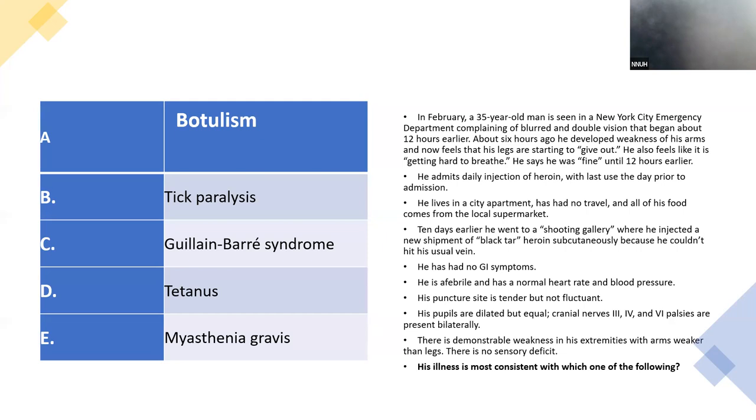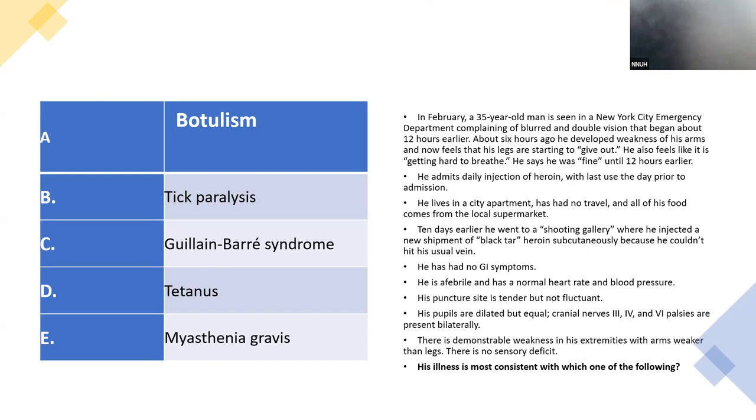He has had no GI symptoms. He is afebrile and has a normal heart rate and blood pressure. His puncture site is tender, but not fluctuant. His pupils are dilated, but equal. Cranial nerves 3, 4, and 6 are affected. Pulses are present bilaterally. There is demonstrable weakness in his extremities with arms weaker than legs. There is no sensory deficit. His illness is most consistent with which one of the following: botulism, tick paralysis, Guillain-Barré syndrome, tetanus, or myasthenia gravis.